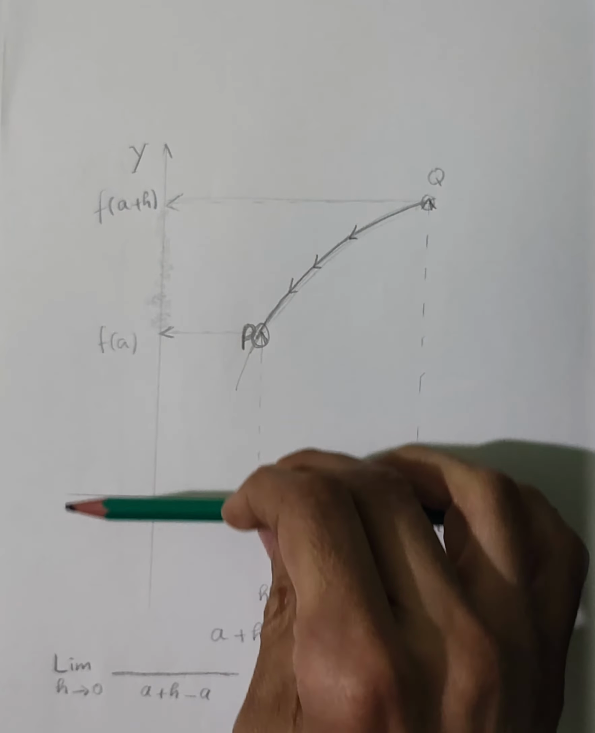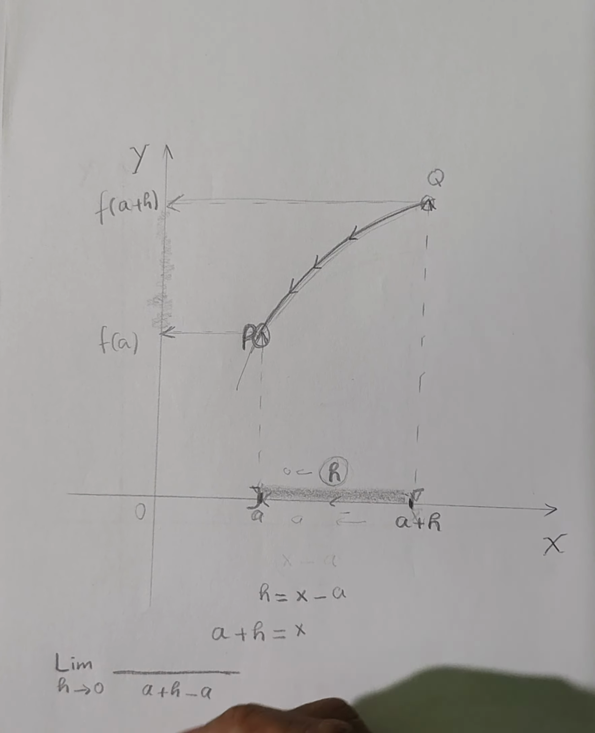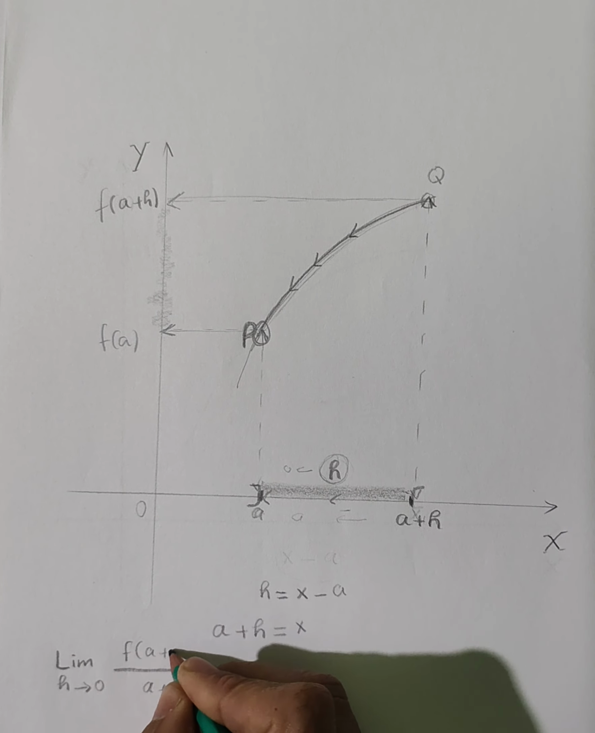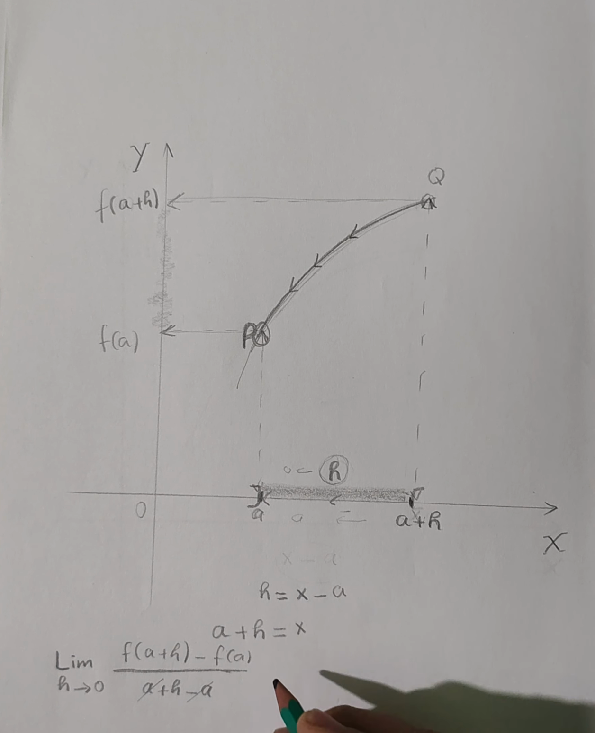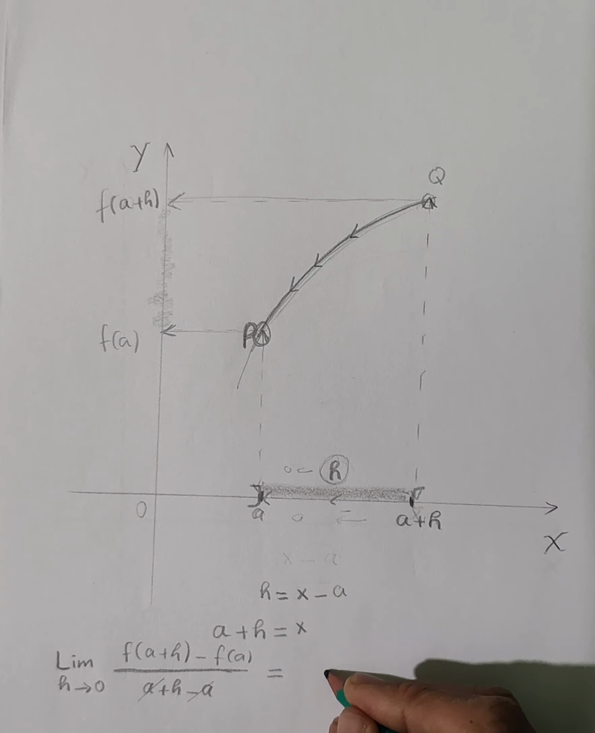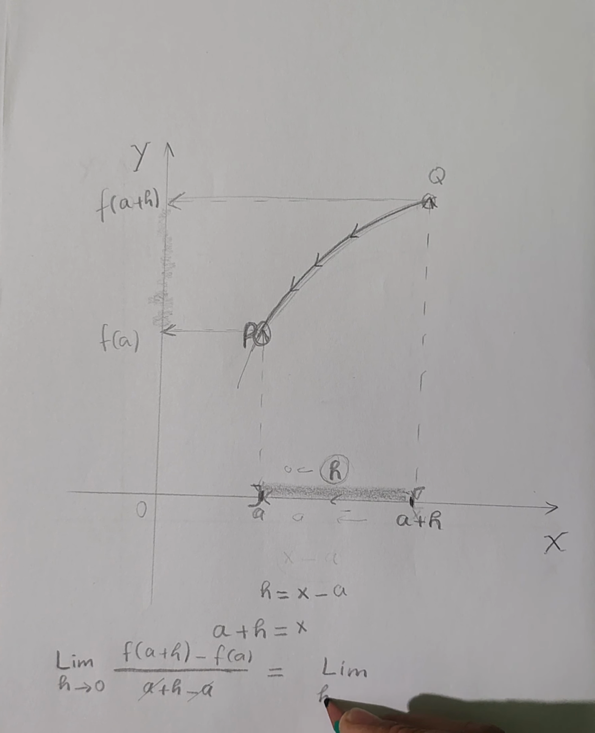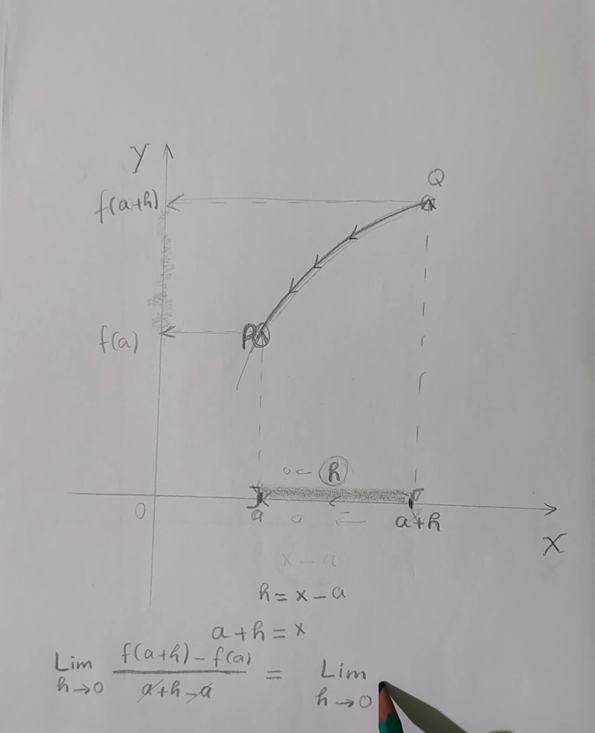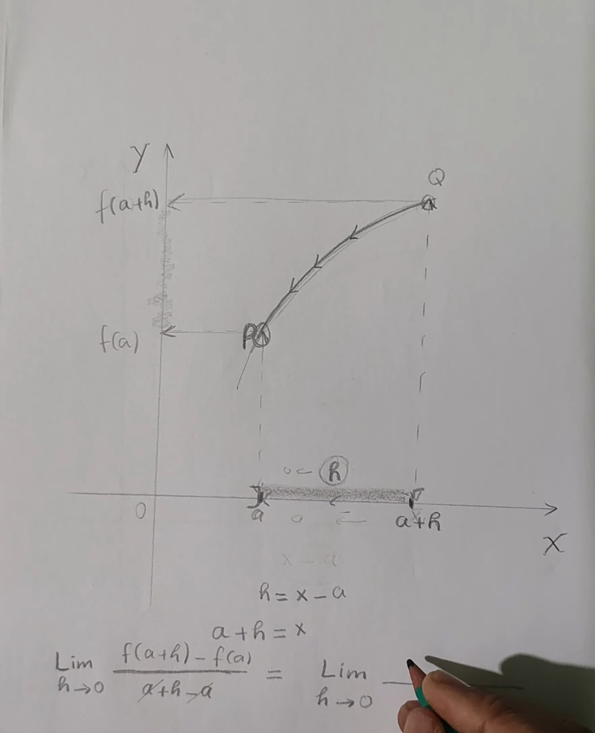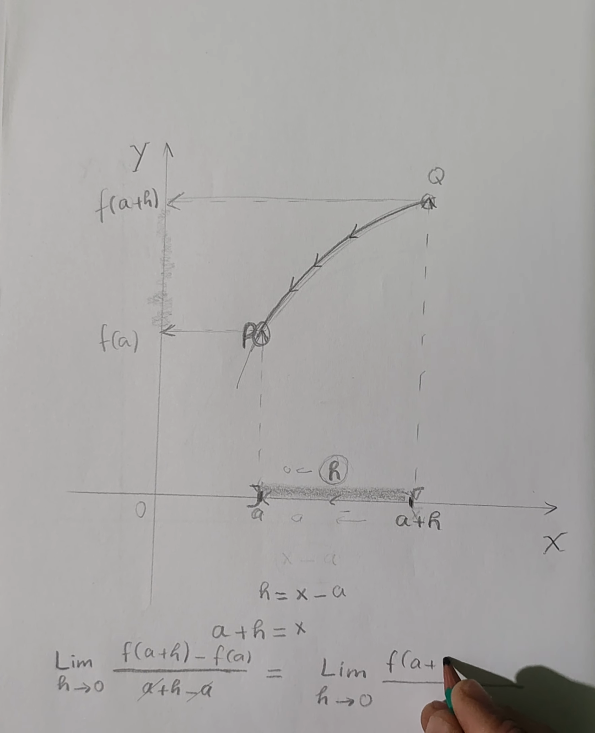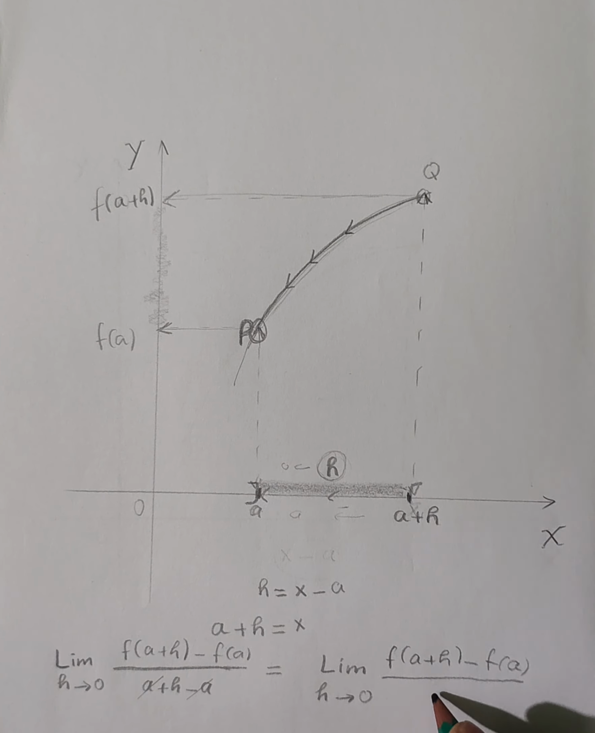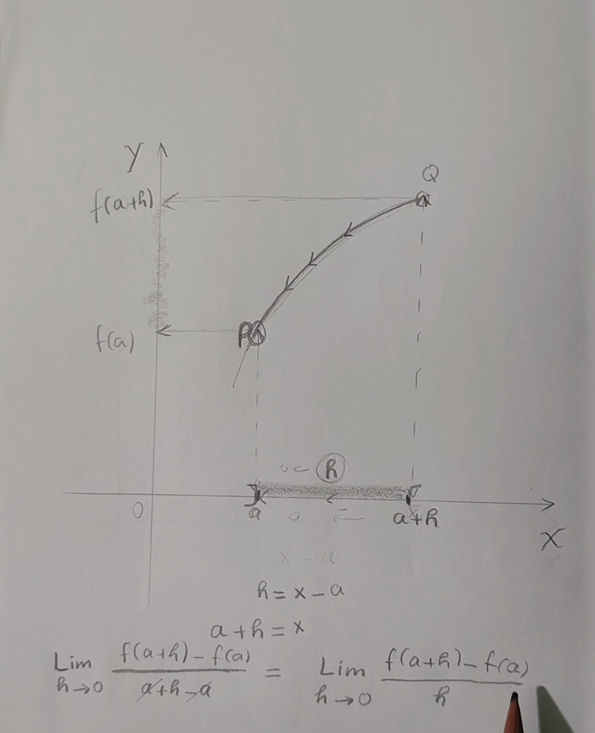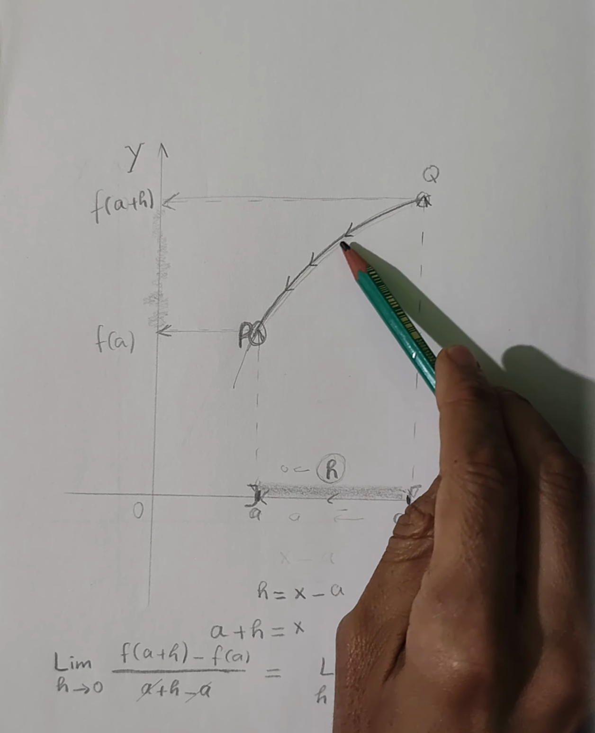and in the numerator we have f of a plus h minus f of a, and because we have a and minus a, so this relation is equal to limit when h tends towards 0 of f of a plus h minus f of a over h is our relation to find this quantity.